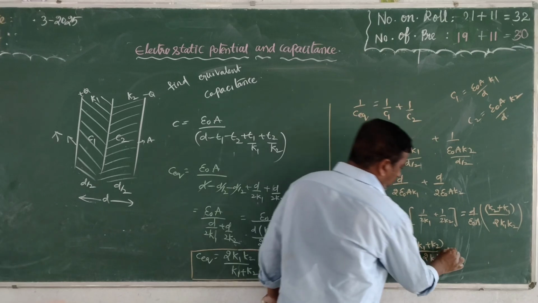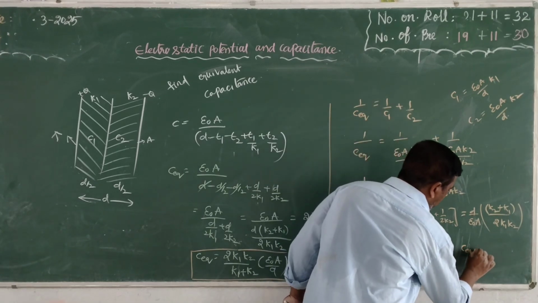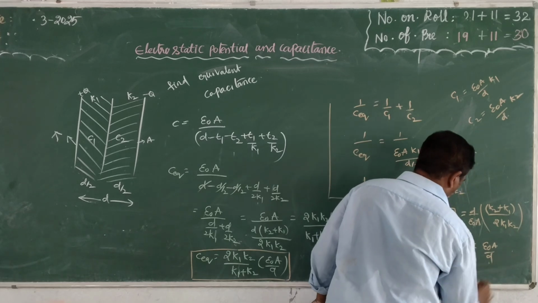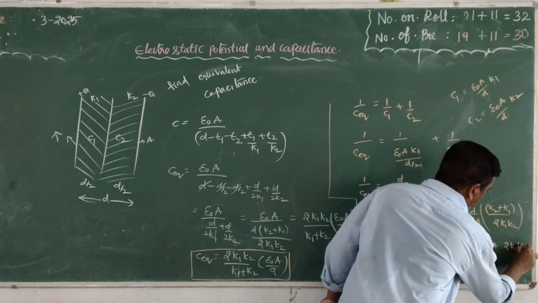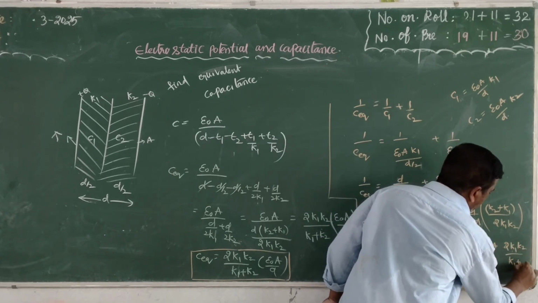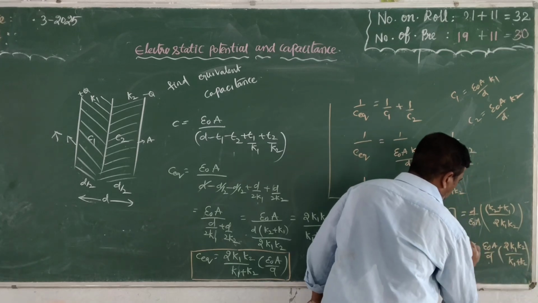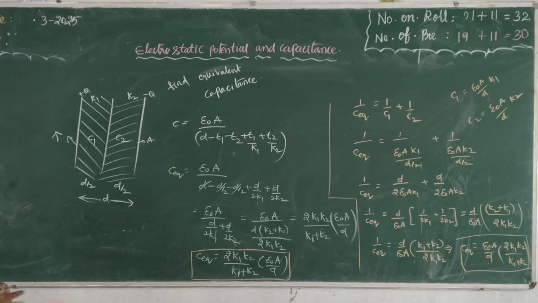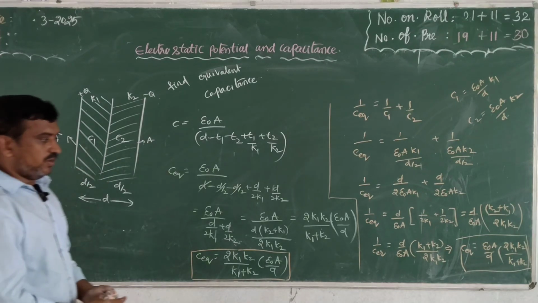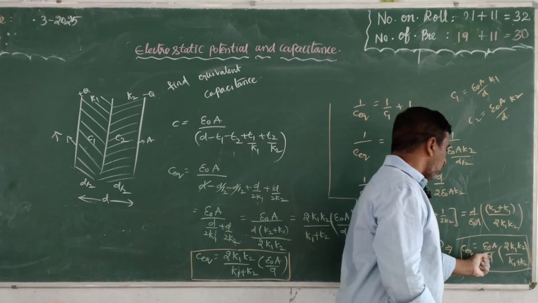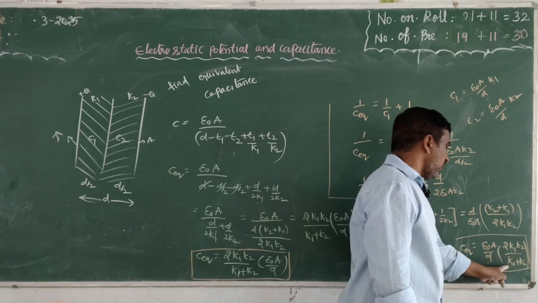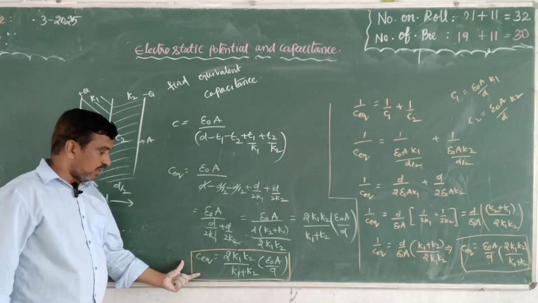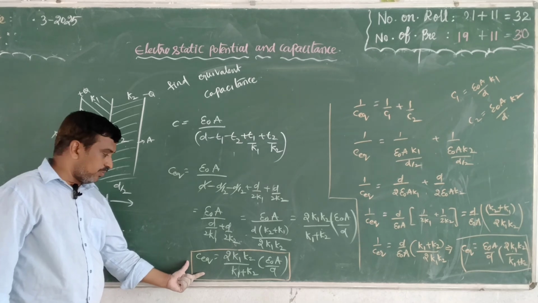We want C equivalent. So C equivalent equals epsilon naught A by D into 2K1K2 by K1 plus K2. This is the equivalent capacitance when two dielectrics are placed between the parallel plates. We can use the series method directly for the dielectrics placed between the parallel plates.